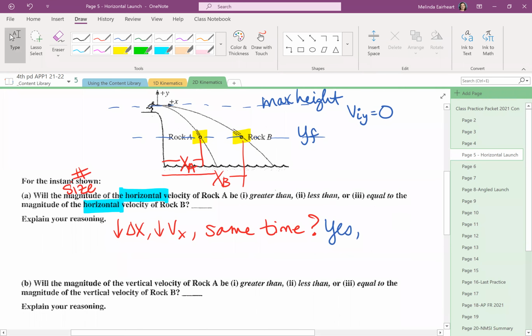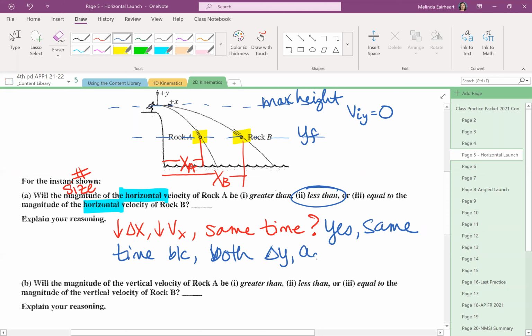And so you are going to see that A is less than B, but you can't forget about the time part of the explanation. They have the same time because both have a vertical displacement, an acceleration due to gravity, and an initial vertical velocity, all the same. Therefore, their time to that point will be the same. Good deal?